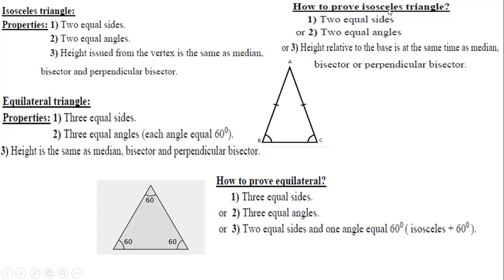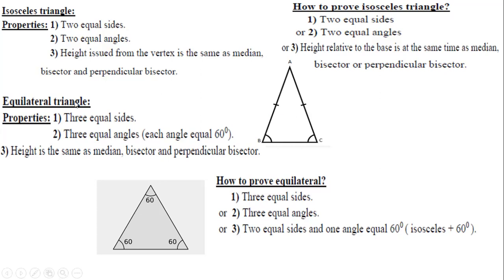How can we prove that a triangle is isosceles? If we can prove that a triangle has two equal sides or two equal angles, which are the mostly used, then this triangle is an isosceles triangle.